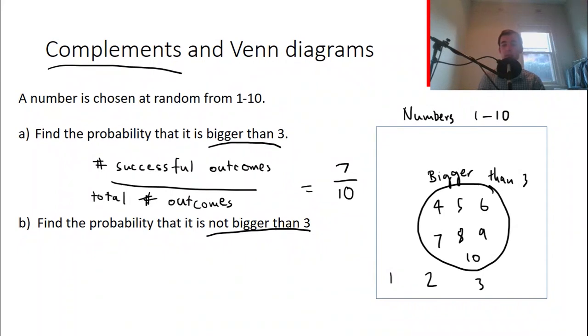Now, if we wanted to find out what that means in terms of percentages, we divide 7 by 10 and then times by 100, we'll get 70%. So it's more likely that you'll get a number bigger than 3.